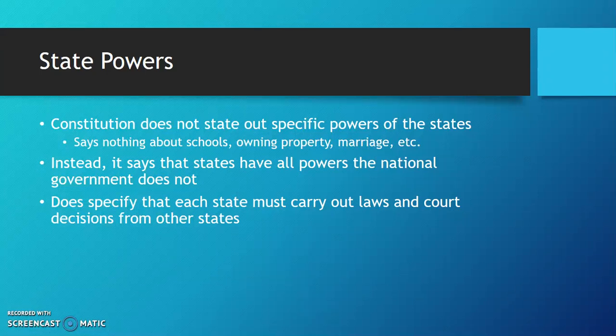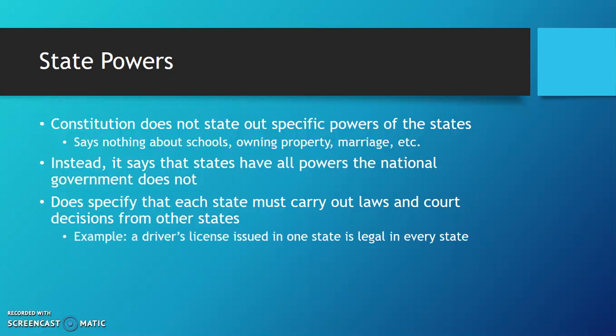The one thing that it does specify is that each state must carry out laws and court decisions from other states. Here's some examples of this. An example is, everyone knows a driver's license. In the Constitution, it states that something like a driver's license is issued in a state like Iowa, and therefore other states, such as Illinois, Minnesota, have to accept an out-of-state driver's license. So other states must carry out laws and court decisions from other states.